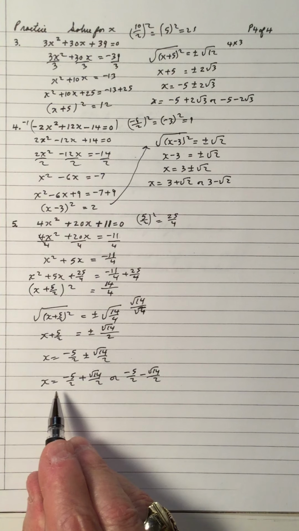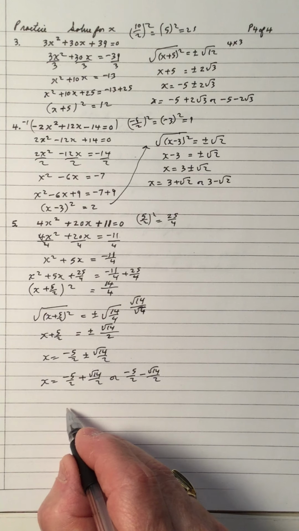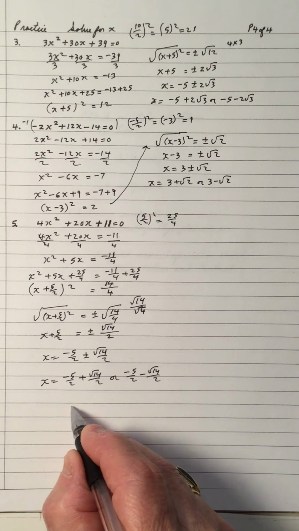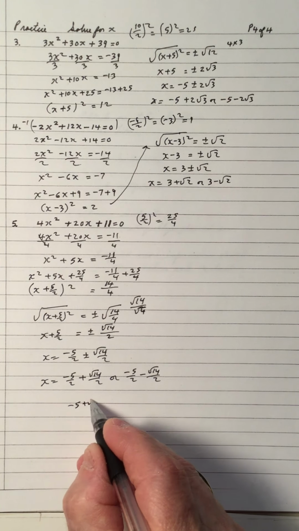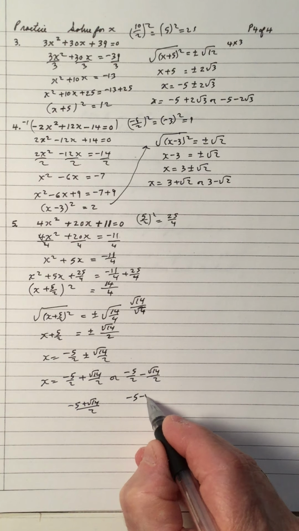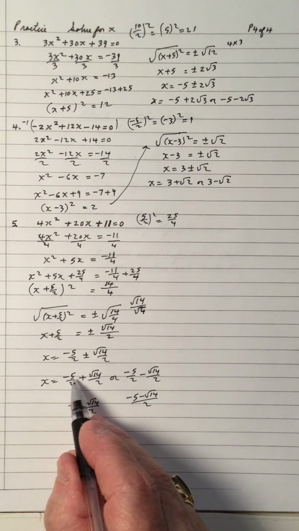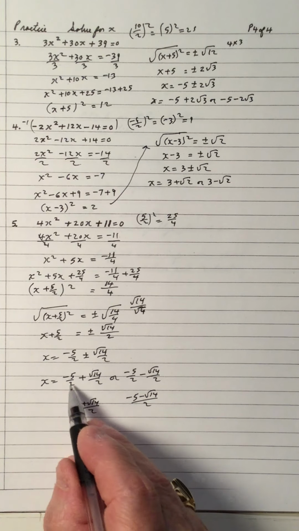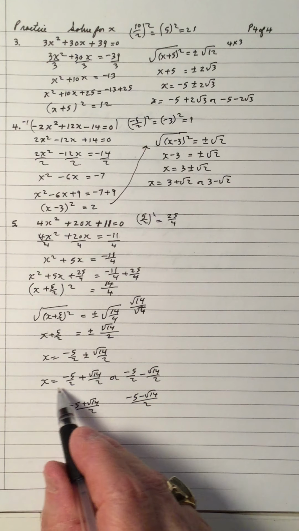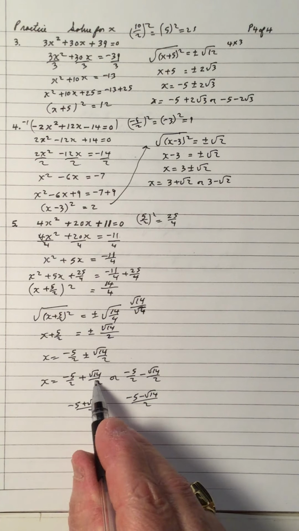And you can leave them separate. You can have them as, if you wanted to, check again, negative 5 plus root 14, negative 5 minus the root of 14, all over 2. Because when you're adding, you can't add these together, but they're all over 2. So this answer here is great. You might check with your teacher. Leave it like this, I would.